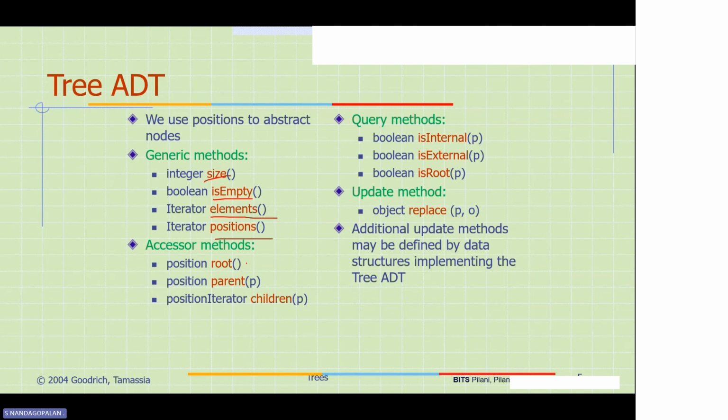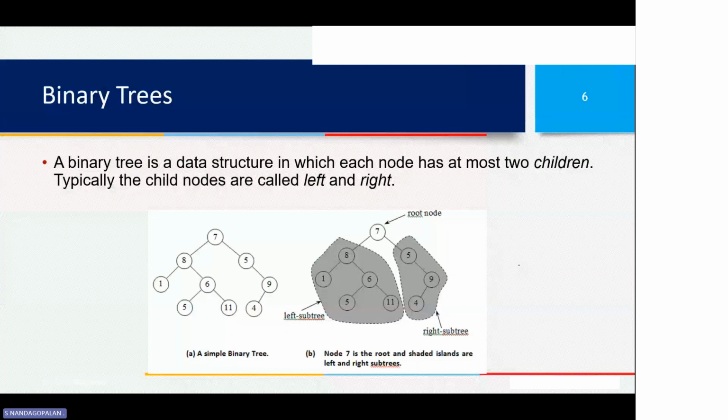Then you can access the position of the root, parent or children, given p, that is the node address. And query whether it is an external node or an internal node, or whether it is a root node. All these things, update, you can do. There are copy, I mean duplication kinds of methods. There are plenty of methods which we can define, but that runs into many methods, so we have not listed all of them.